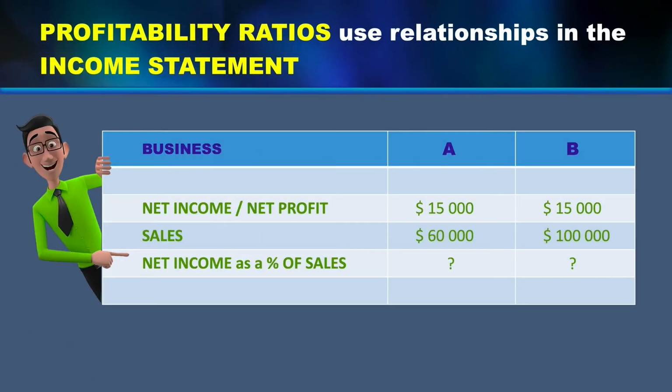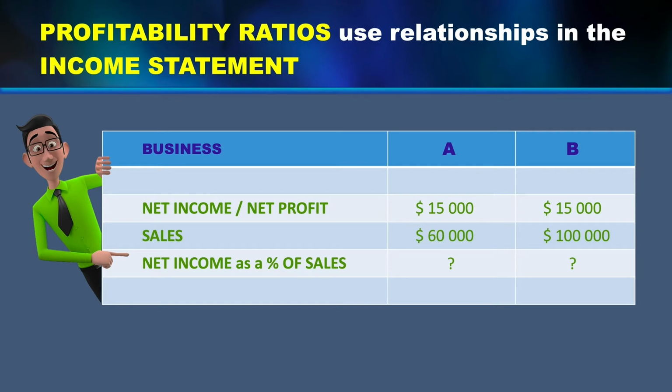So once again, profitability ratios use relationships in the income statement. If you remember your income statement, the information in your income statement would be starting with your sales revenue. And then after you have subtracted all expenditure, all cost, for example, your cost of sales and your expenses, you will arrive at your net income figure.